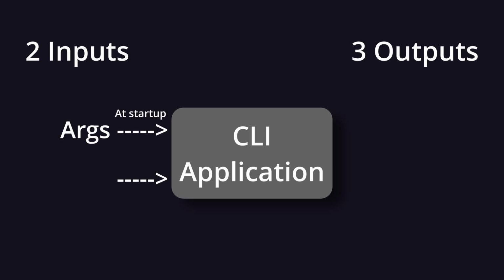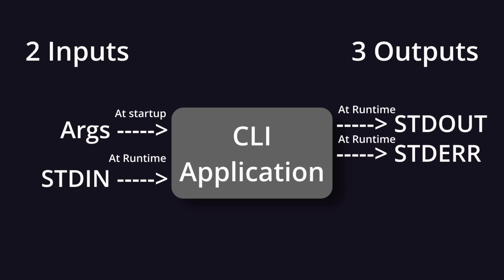Second input is what's referred to as standard input. This is input that the user gives to the program while it is running. There's an output called standard output, standard error, and a return value.